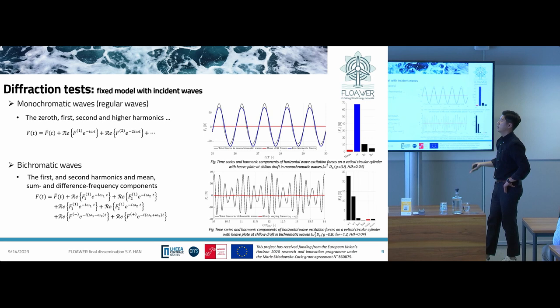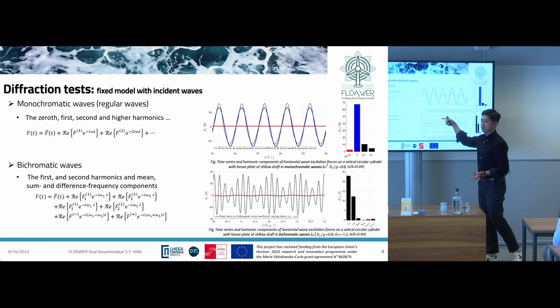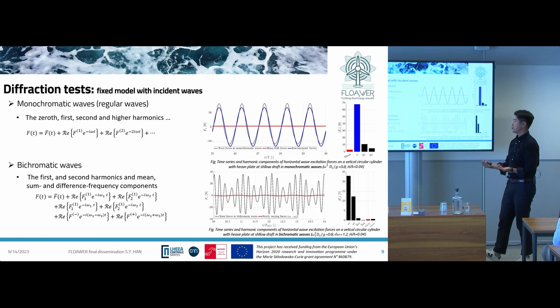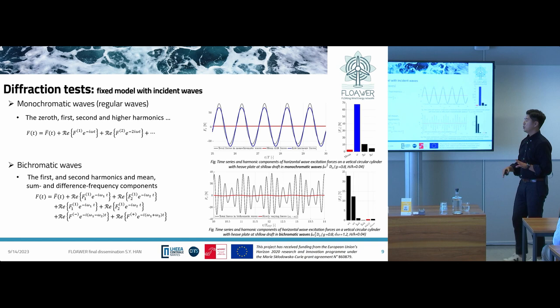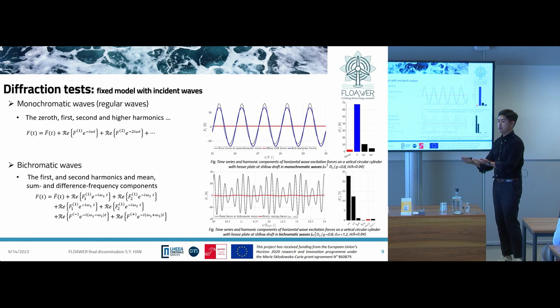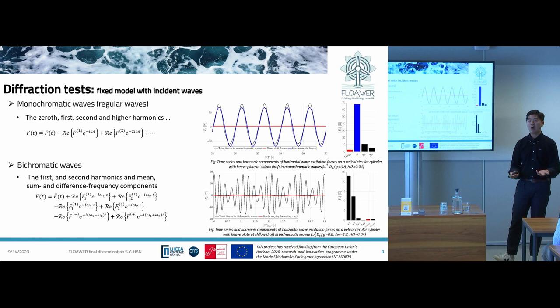On the other hand, the bichromatic waves have two different wave components, and we could see that there are envelopes due to the interaction of the two wave components. We also successfully measured the difference frequency components, as you can see here in red, which means that we could measure the slow drift forces on the structures. That is also a very important parameter for the engineering in terms of the power cables and the moorings as well.